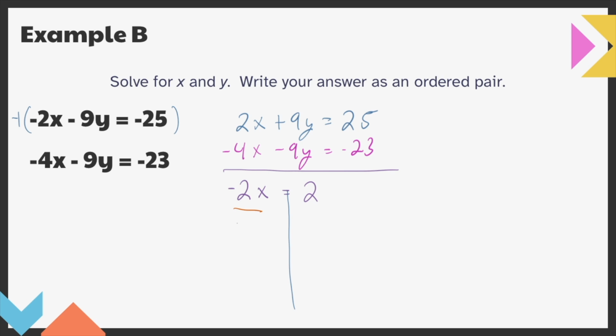I'm going to divide both sides by negative 2. Negative 2 divided by negative 2 is a 1, or 1x, and positive 2 divided by negative 2 is negative 1. So now I've got one of my ordered pairs, which is negative 1.